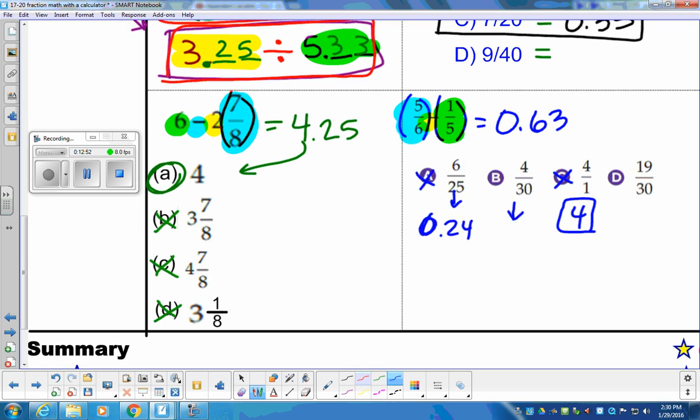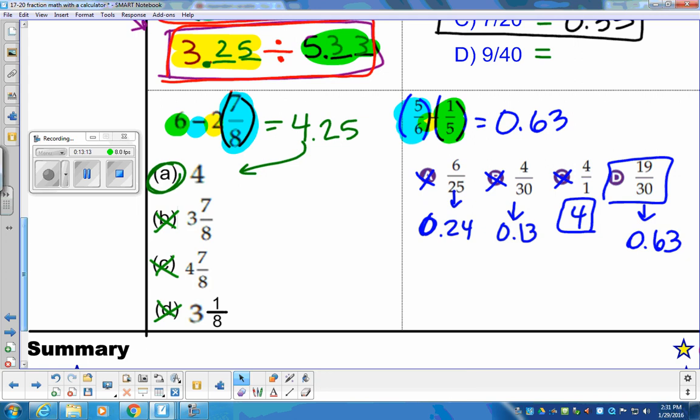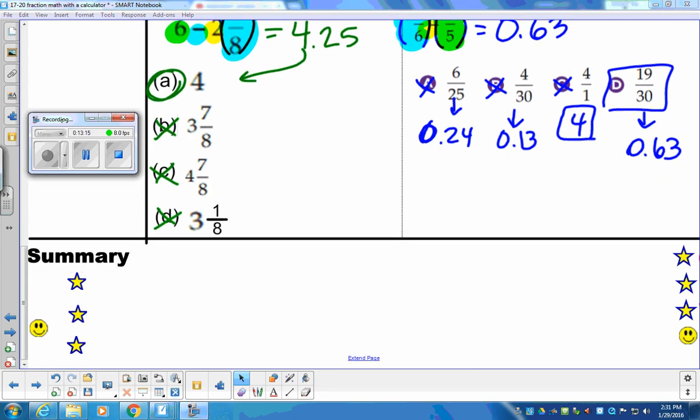In part B, I put 4 divided by 30. If I'm going too fast, go ahead and pause that video. 4 divided by 30 is 13 cents. Not looking good for B. It must be D, but I'm going to confirm. Is it true that 19 divided by 30 gives me 63 cents? That is true, so 63 cents is our answer. Winner, winner, chicken dinner.